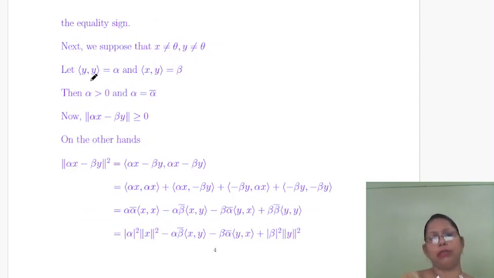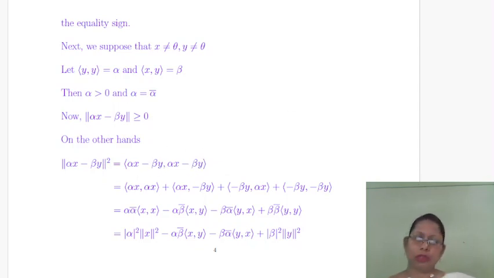We have considered inner product of y comma y equal to alpha and inner product of x comma y equal to beta. Since y is non-null, alpha is greater than 0, and alpha is equal to alpha conjugate. Then trivially norm of alpha x minus beta y is greater than or equal to 0. Take norm of alpha x minus beta y whole square, which is equal to inner product of alpha x minus beta y comma alpha x minus beta y.